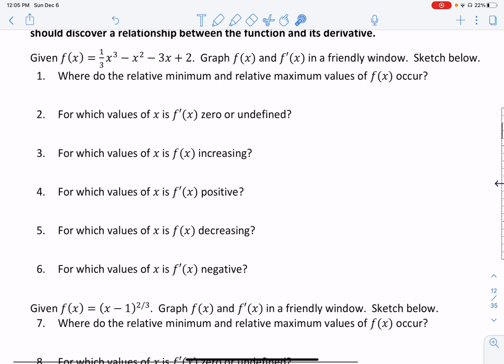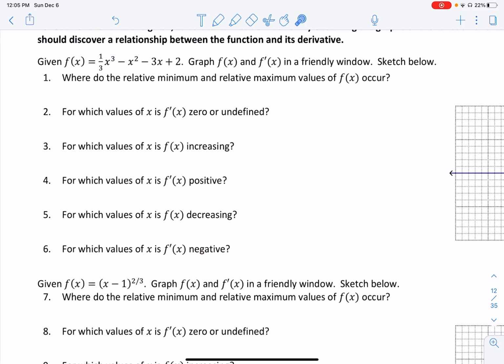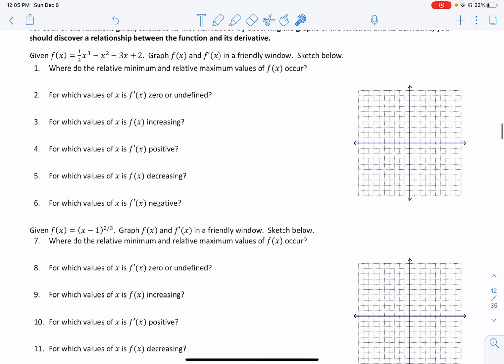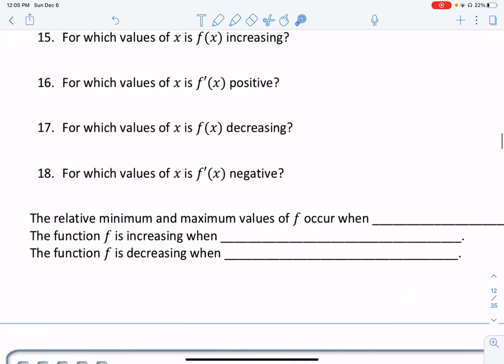Critical values: derivative is 0 or undefined. Where's it increasing? Where's your derivative positive? Where's f of x decreasing? Where is f prime negative? And so on. So you will make those connections in order to draw these conjectures down at the bottom.